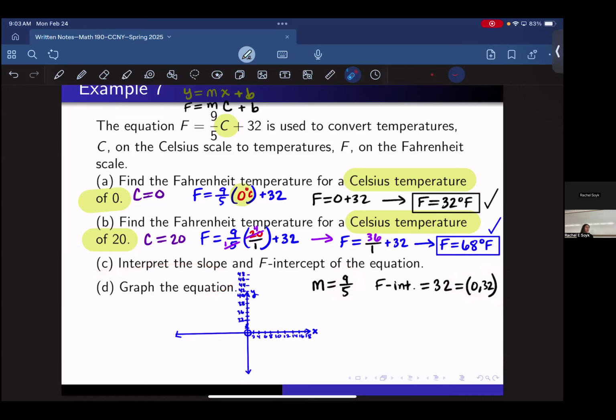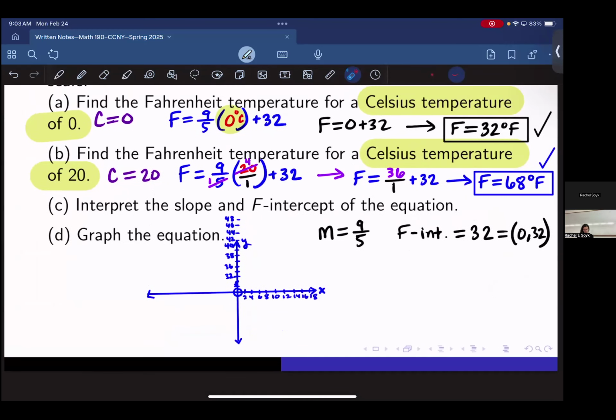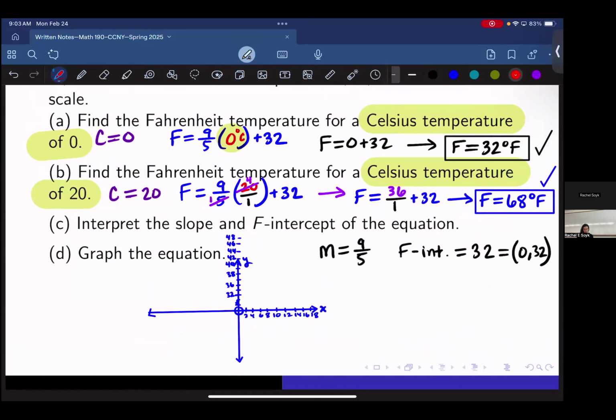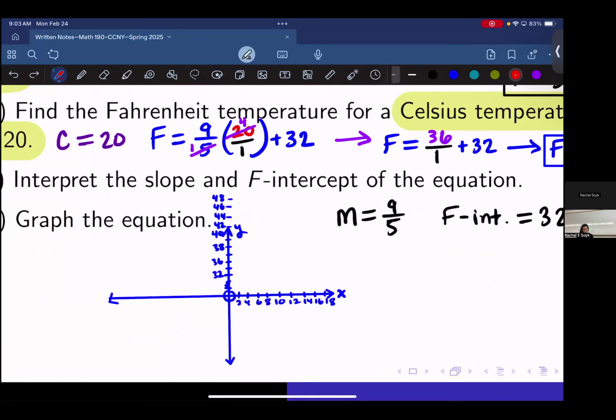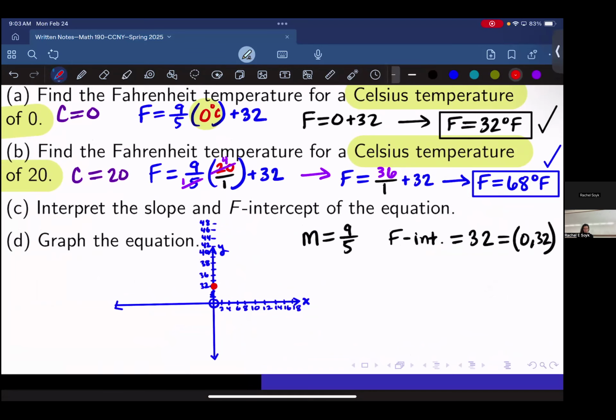Lastly, we want to graph this equation. So always start out with your y-intercept, 0, 32. I put in a little squiggly since we're dealing with a very large initial value at 0, 32, but then our slope is fractional. So we want to go up 9 over 5, 9/5 as a mixed fraction is 1 and 4/5, which is like 1.8. So we're going up 1.8 over 1.